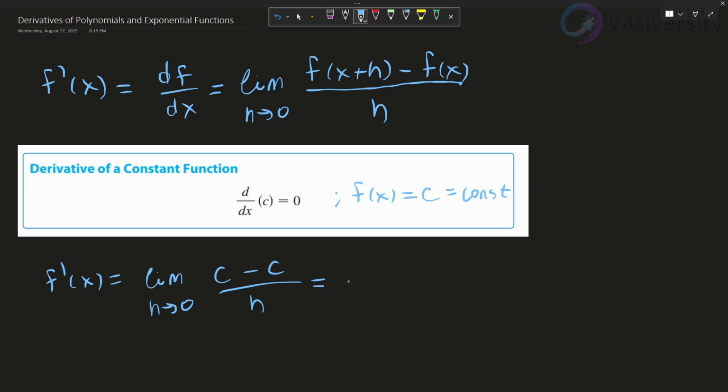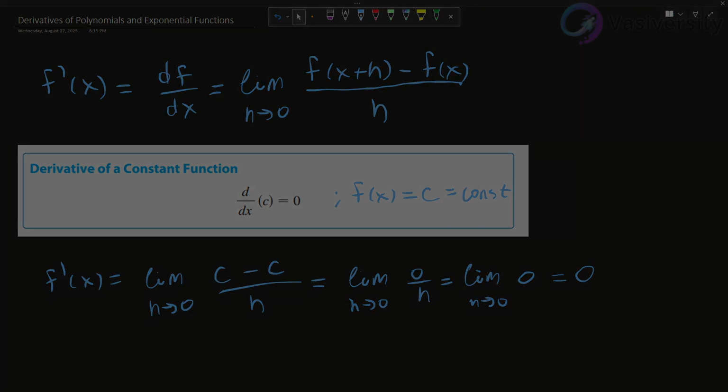So that's equal to the limit as h approaches 0 of simply 0 over h, which is equal to the limit as h approaches 0 of 0. And that's equal to 0. All right, so perfect. We proved that formula. Okay, now our second formula is going to be the following.